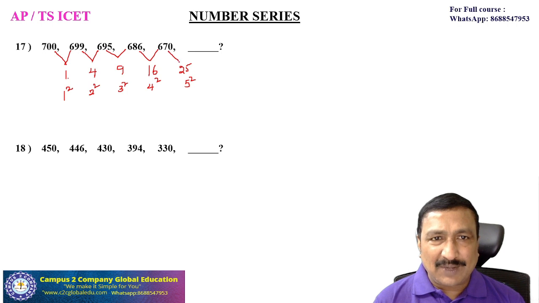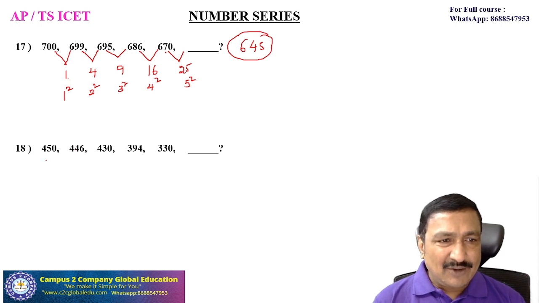So we have to subtract 670 minus 25. 670 minus 25 is nothing but how much will come? 645 will come. So the answer for this question is 645, friends. Now look at the next question. 450 and 446 decreased by 4.